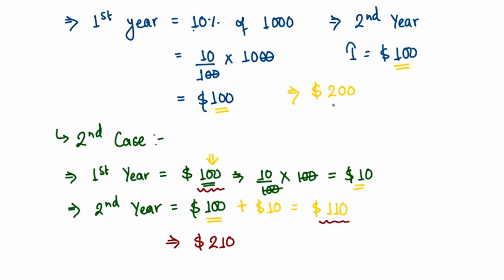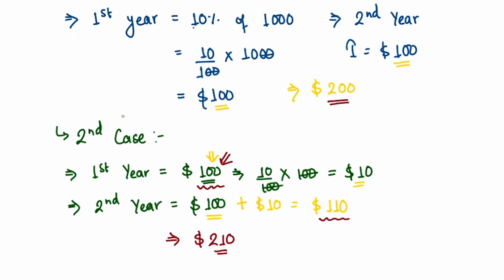So this is different from our $200 in the first case because you get $10 more interest in your second case. The reason for this extra interest in the second case is that the $100 that you got at the end of the first year is still in your bank, and the bank is paying you interest on the interest that you got in your first year.